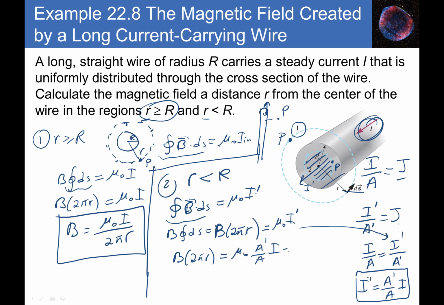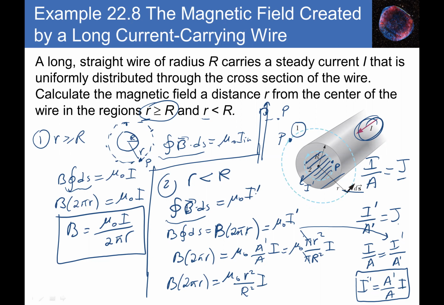Now, what is that? Well, this is mu naught. What is the A prime? It is pi R squared. What is the A? It is pi times the radius squared, because A prime is the area of my loop, and A is the area of the conductor. From here, you can see I can cancel the pi. Then what I end up with is B times 2 pi R is equal to mu naught times R squared over the radius squared times the total current.